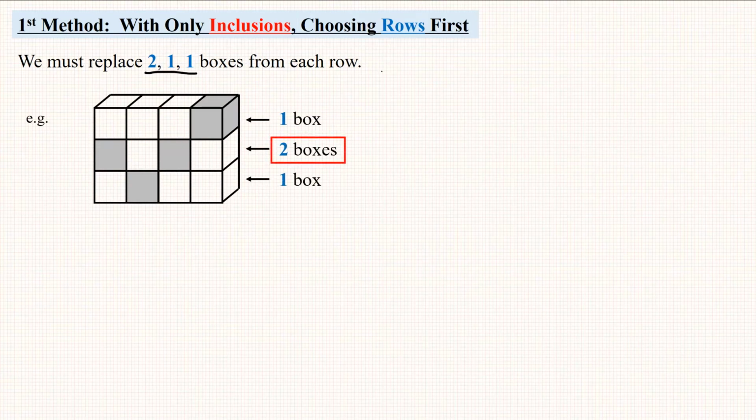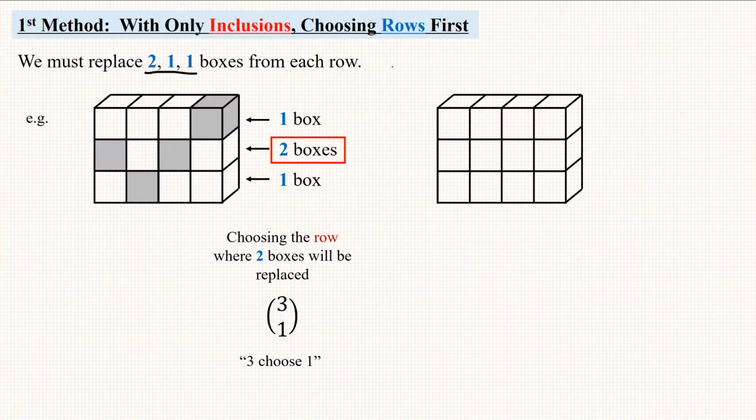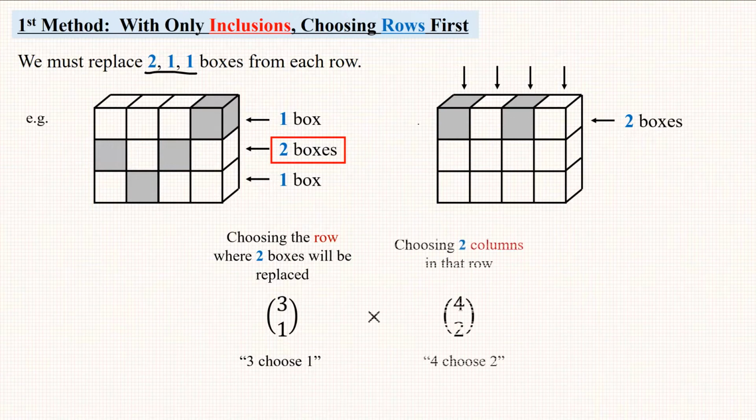First, we must choose in which row we are going to replace 2 boxes. There are 3 choose 1 ways to pick a row where 2 boxes will be replaced by black ones. Now, suppose that we chose this row as the row to replace 2 boxes. Now we have to choose specifically where we are going to replace 2 boxes in that row. There are a total of 4 columns, and out of these 4, we must choose 2. So for each previous case, there are 4 choose 2 ways to choose the 2 boxes in that row that will be replaced. Alright, so far we have this.